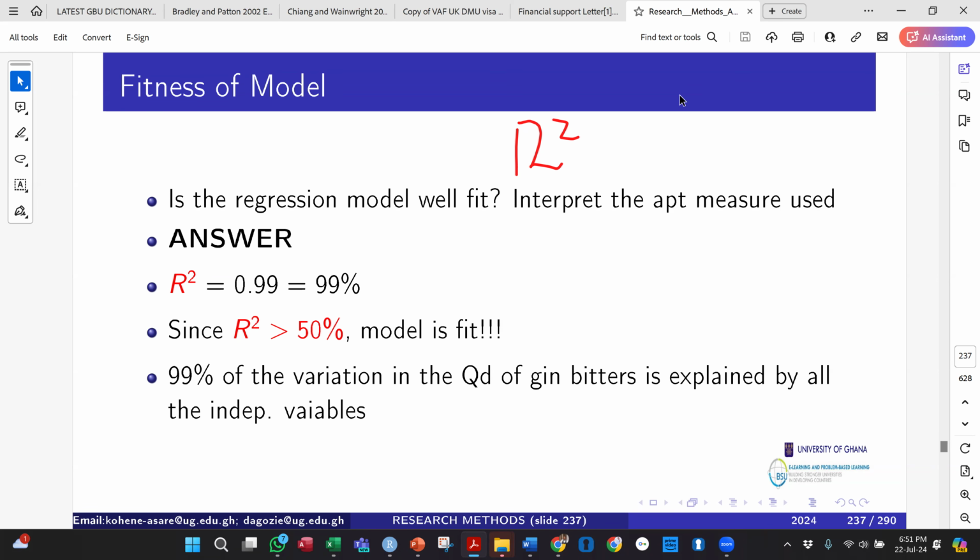There is also the adjusted R square. The adjusted R square simply penalizes the inclusion of irrelevant variables in the model. It punishes, it penalizes the inclusion of irrelevant variables in the model.